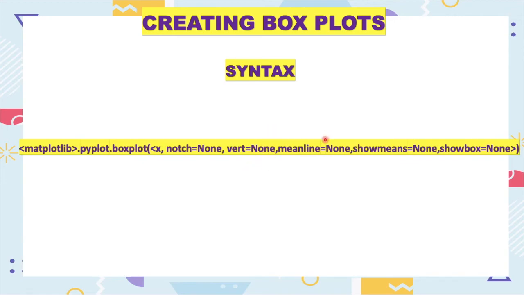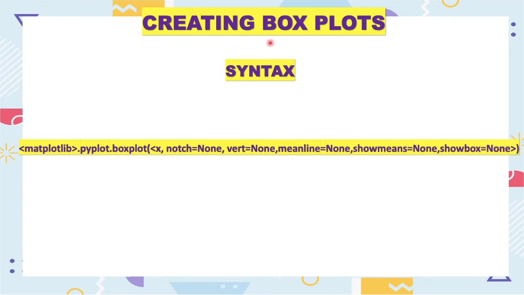Mean line is basically the mean line of the box plot. It also accepts a boolean value. By default it is set to none. Show means, if we want to show the mean value, then we can set it to true. By default it is set to none. It also accepts a boolean value. And show box also accepts a boolean value, and by default it is set to none.